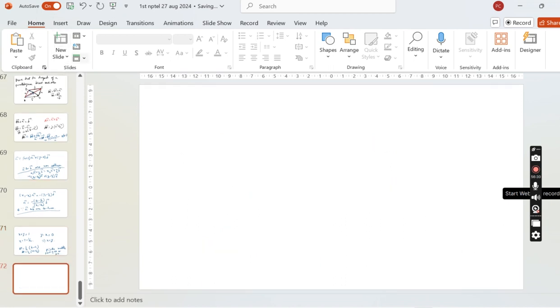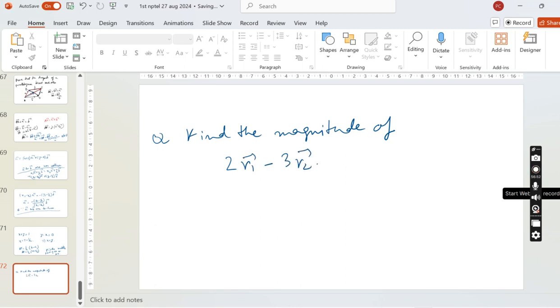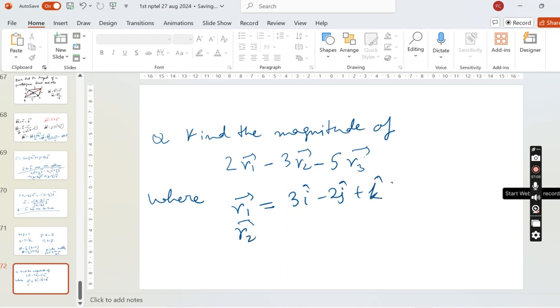So now the last problem is: find the magnitude of the vector 2r1 minus 3r2 minus 5r3, where r1 is equal to 3i minus 2j plus k, r2 is equal to 2i minus 4j minus 3k, r3 is equal to minus i plus 2j plus 2k.